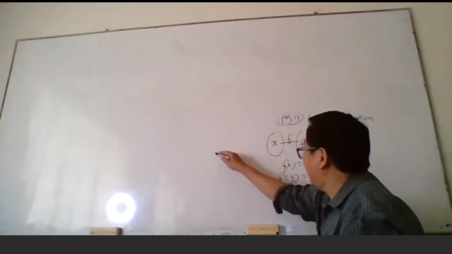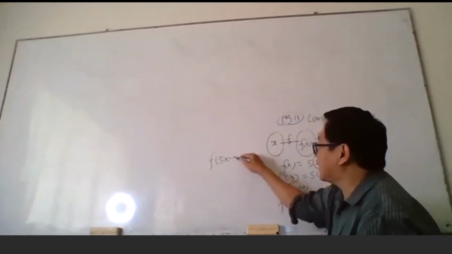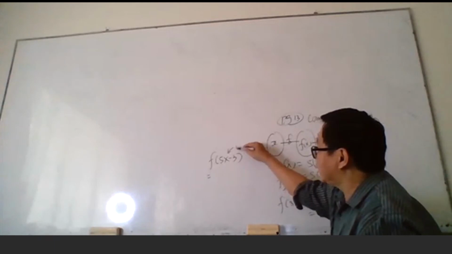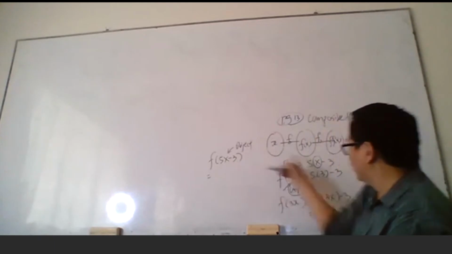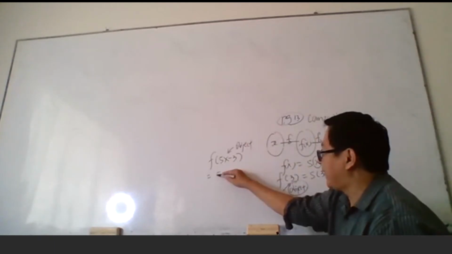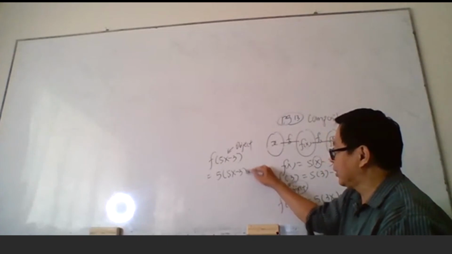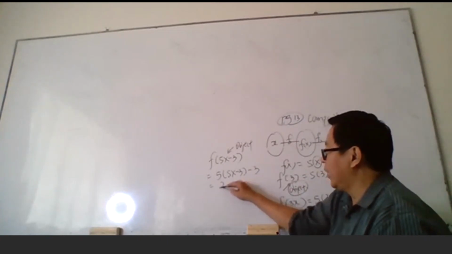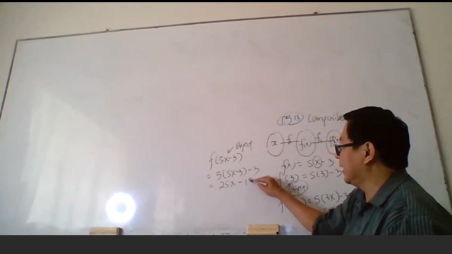What if today I put f of 5x minus 3? This object is going to be chucked into that. It's 5 times 5x minus 3 minus 3, so there will be 25x minus 18.